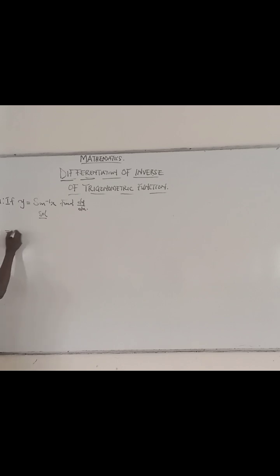Solution: y is equal to sine inverse of s. Now, what are you going to do here? To eliminate the inverse, you take sine from both sides. Please, to eliminate this inverse that you are having here, you have to take sine of both sides. If it is tan that you are having here, you have to take tan to eliminate the tan, whatever function you have here.